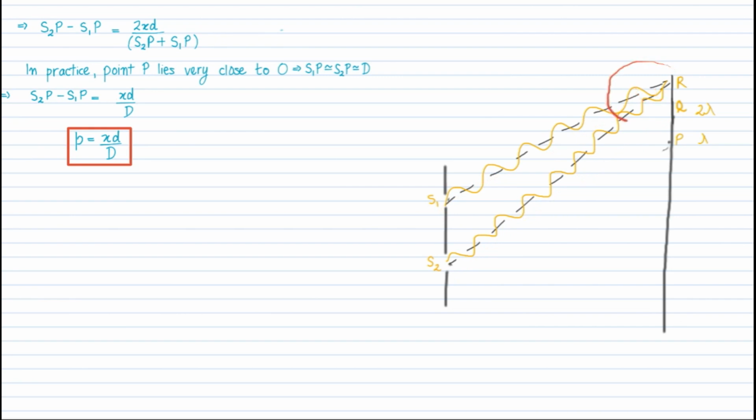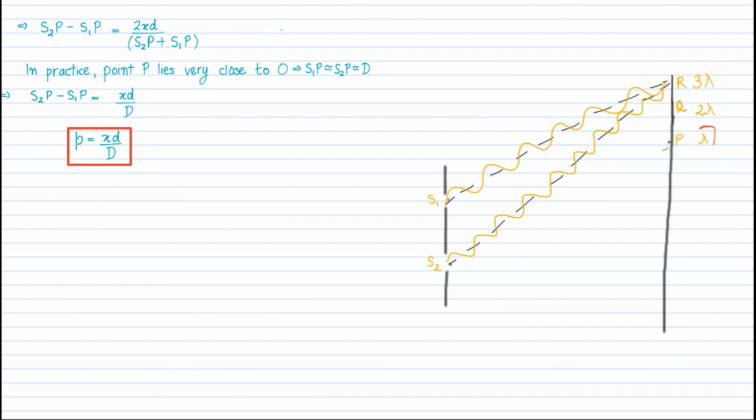Again the trough and the trough coincides, the crest and the crest coincides. So what kind of interference? Constructive interference. And in this case, how much is the path difference? The path difference is 3 lambda. So at point R also you will obtain a bright fringe. But how much will be the path difference? It will be lambda. So can you identify this pattern?